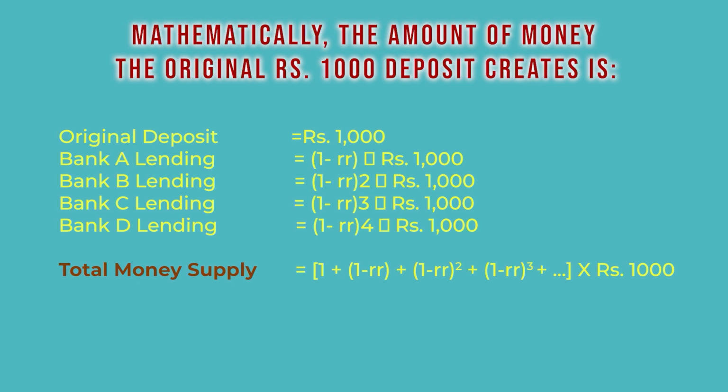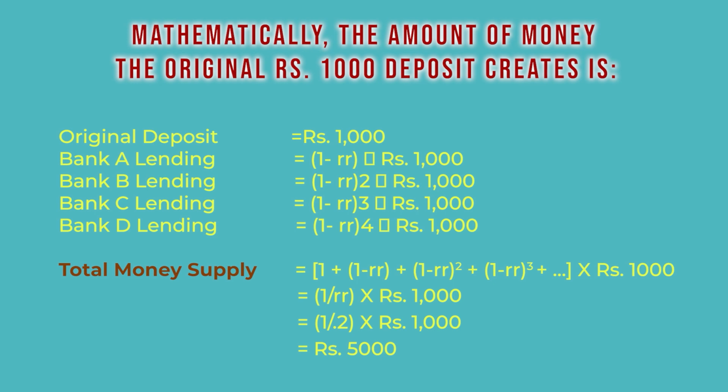If you look at this series, it basically shows a geometric progression. And for a geometric progression, we know the common ratio here is 1 minus RR. And so we find here the formula basically boils down to 1 by RR into 1,000 rupees. Here in this small example that we have taken, the reserve deposit ratio is basically 20%, which is nothing but 0.2. So it is basically 1 by 0.2 into 1,000, which is 5,000 rupees.